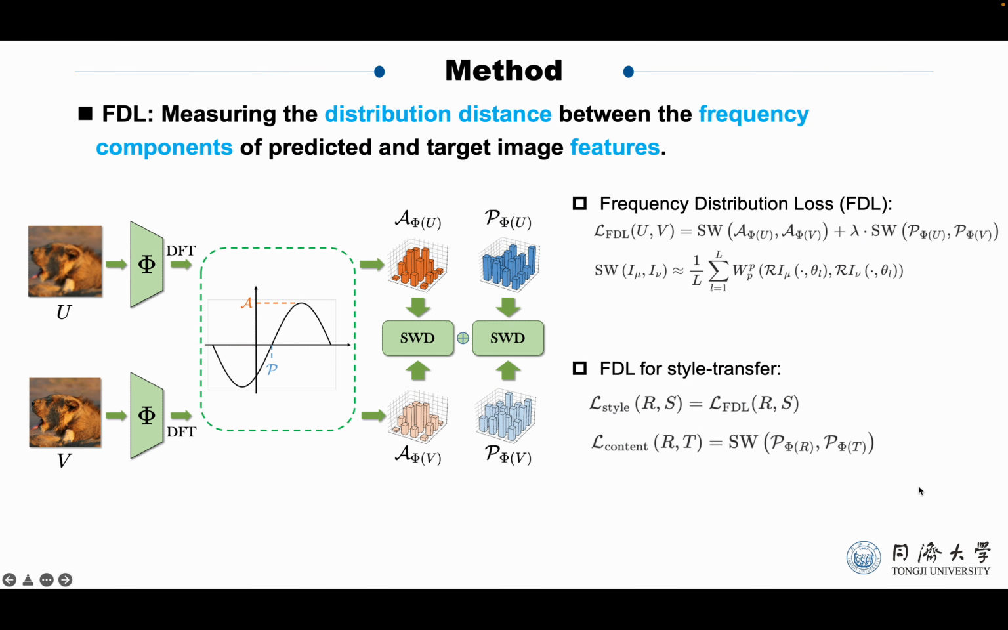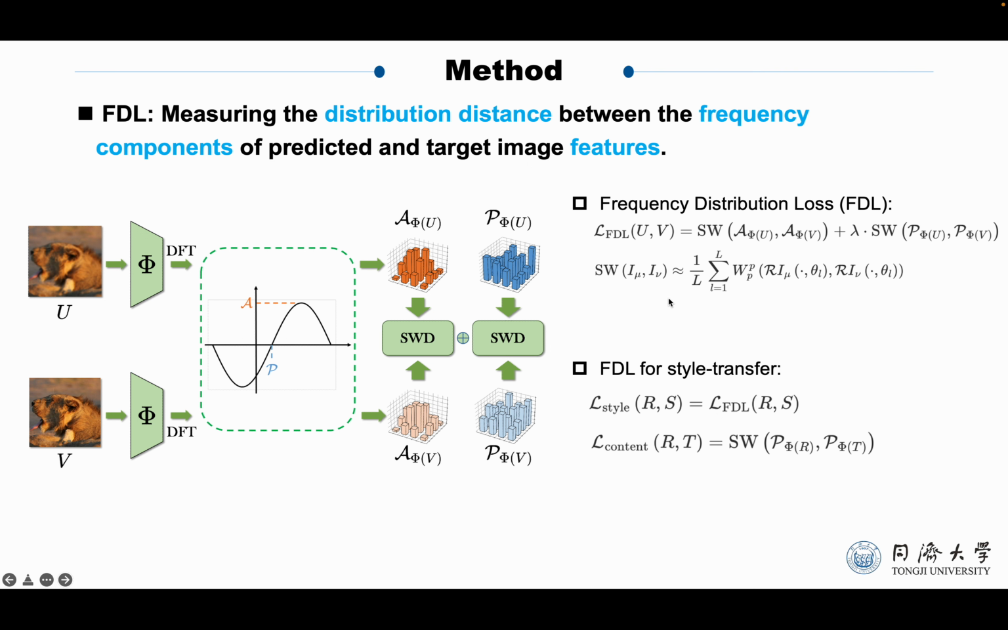Here shows the framework of the proposed method. We first extract image features using a pre-trained network such as VGG, and calculate the sliced Wasserstein distance between the image feature phases and amplitudes respectively. SWD is an approximation of Wasserstein distance, because Wasserstein distance does not have a closed-form solution in high-dimensional space.